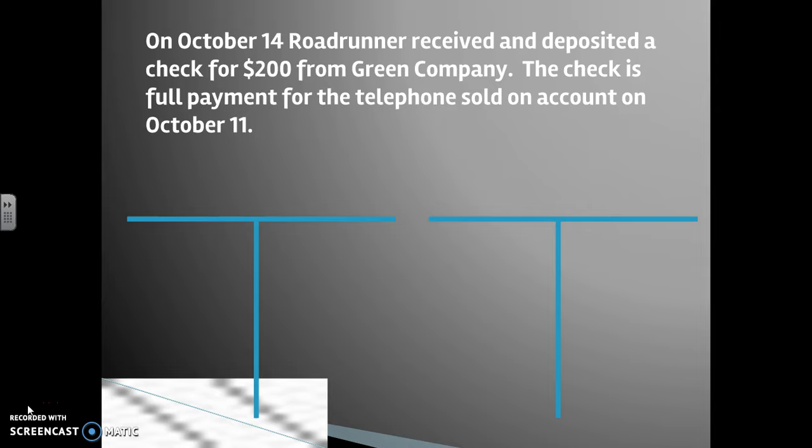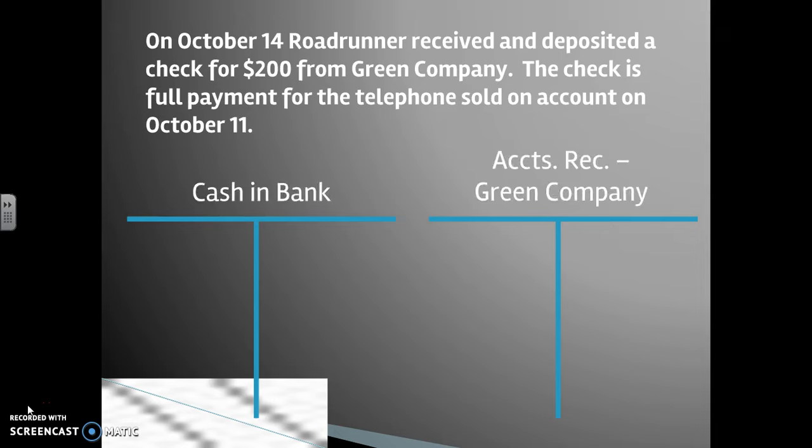On October 14th, Roadrunner received and deposited a check for $200 from Green Company. This check is full payment for the telephone sold on account on October 11th. So now our account receivable, our customer who owed us money, has now paid. Therefore, the money is received, so we will debit Cash and Bank, and we will credit the accounts receivable Green Company. We now have the cash, so it's going to go into our Cash and Bank, increasing the Cash and Bank balance. And now Green Company does not owe us $200 anymore, so we are going to decrease the amount that Green Company owes us. Credit the account $200.